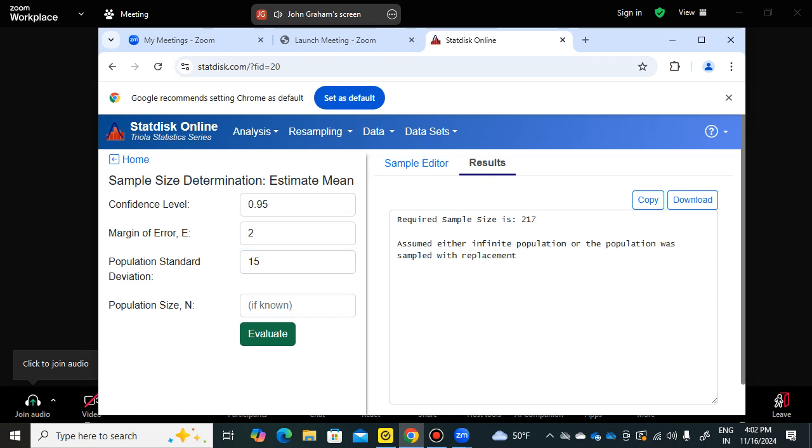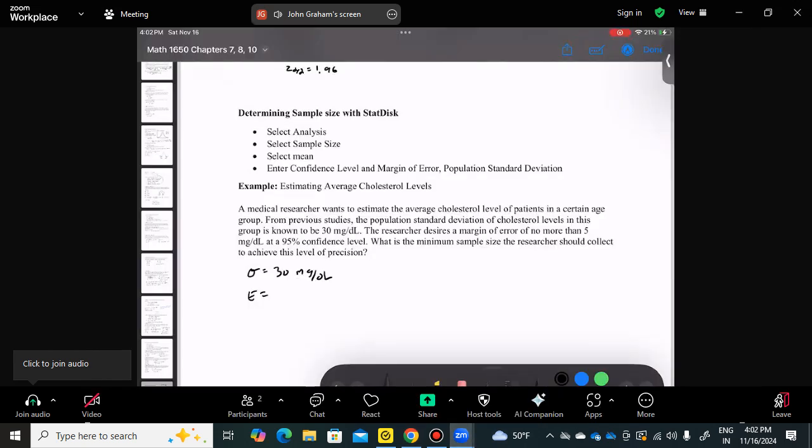Alright. So let's say a medical researcher wants to estimate the average cholesterol level of patients in a certain age group. From previous studies, the population standard deviation for this group is known to be 30 milligrams per dL. The researcher desires a margin of error of no more than 5 milligrams per dL. And we want a confidence level of 0.95.